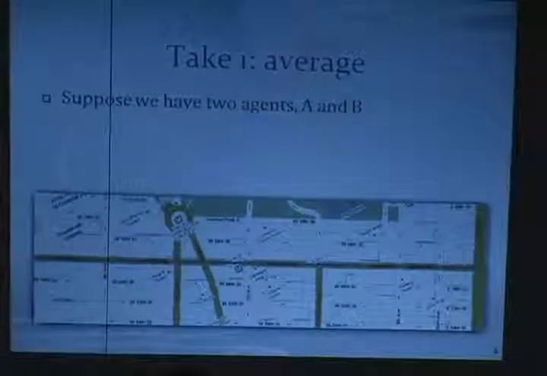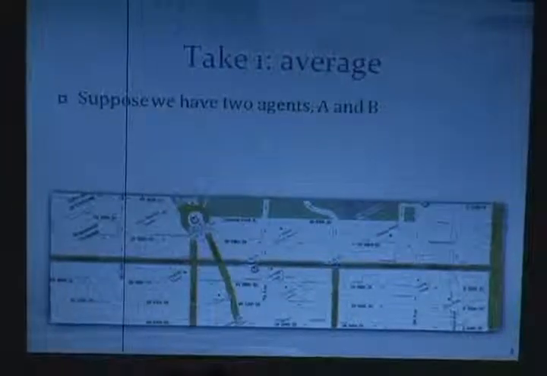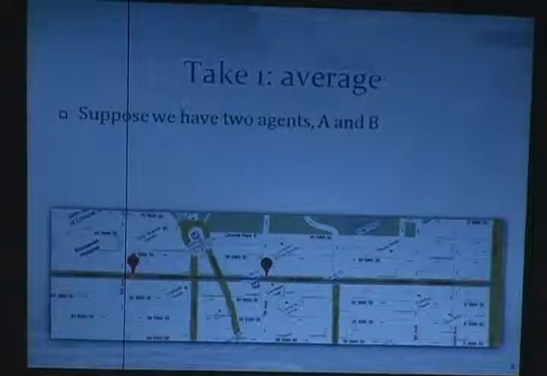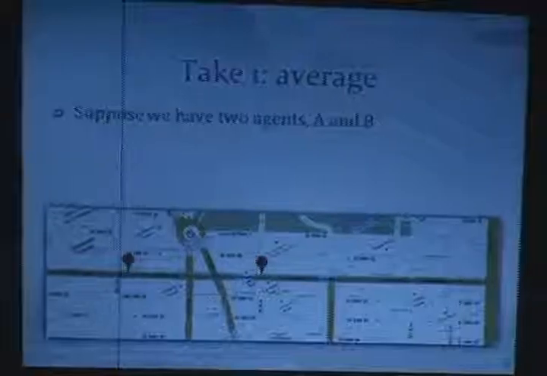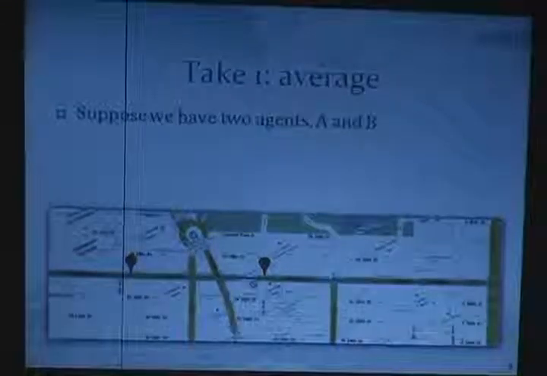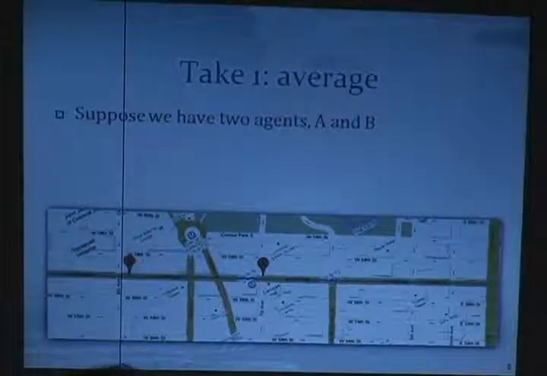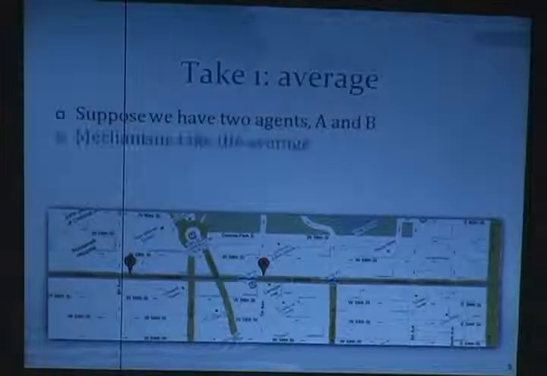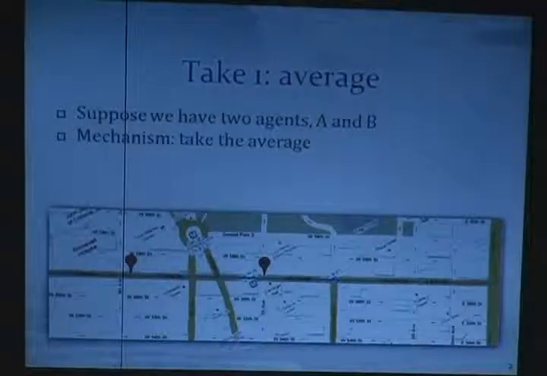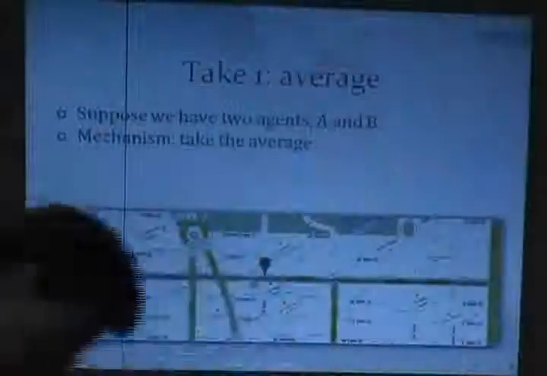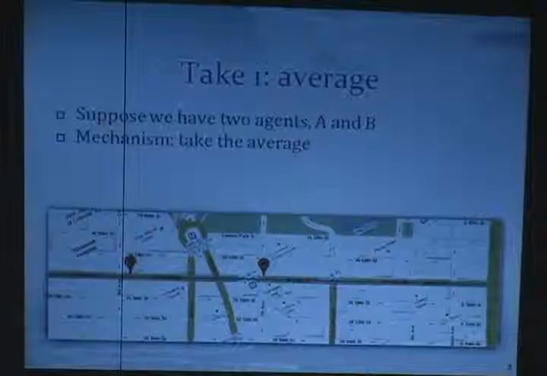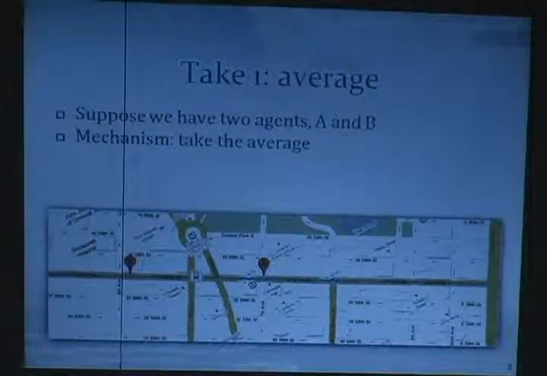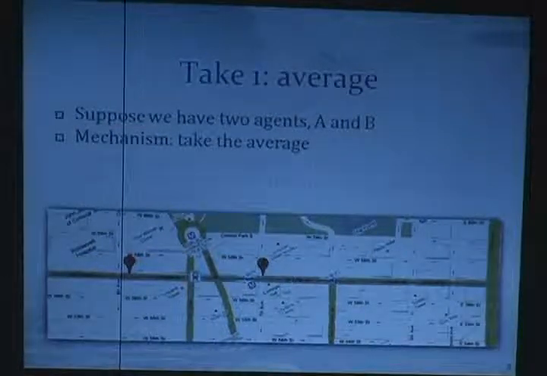Now we're going to have just two agents in this example, A and B, and these are their ideal locations. A wants the facility to be near the intersection with 9th Avenue, and B wants the facility to be on the intersection with 7th Avenue. These are the ideal locations of the agents. Now our mechanism works as follows. Given the ideal locations of the agents, we take the average or the midpoint between them. So if these are the two ideal locations, I put the facility in the midpoint between the two agents.